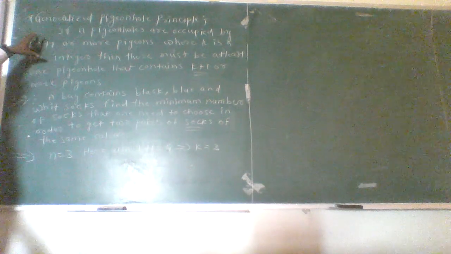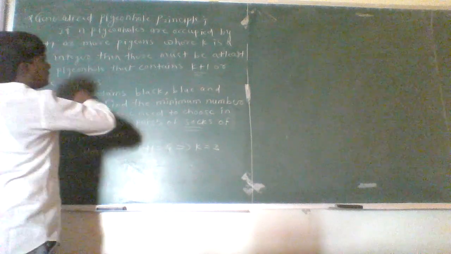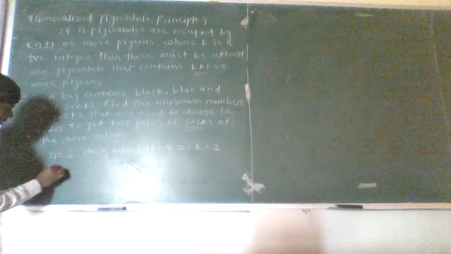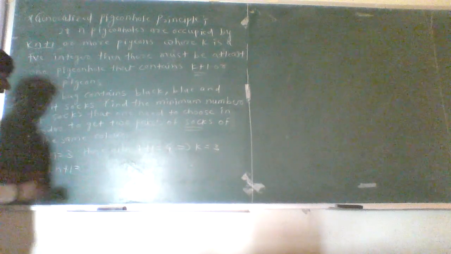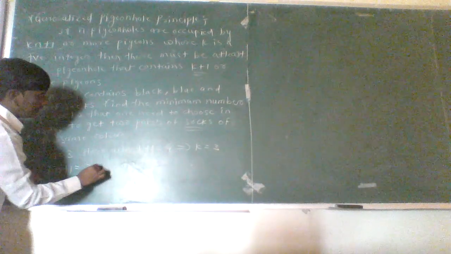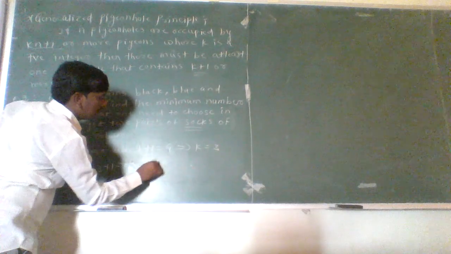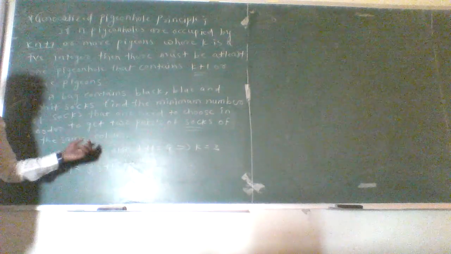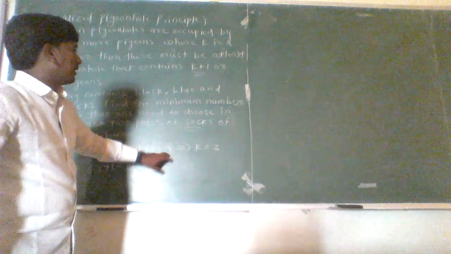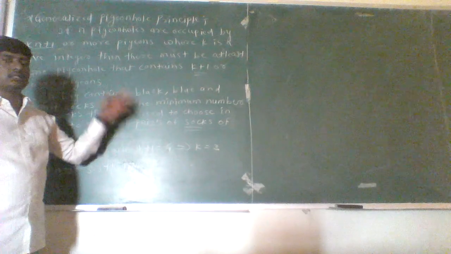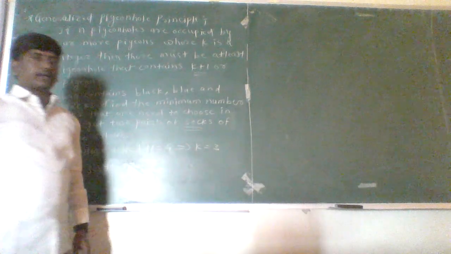Therefore, now we have to find out kn plus 1. So kn plus 1 is equal to, k is 3 and n is also 3. So 3 into 3 plus 1, which is 9 plus 1, 10. So here a minimum of 10 socks are required to get two pairs of socks of the same color. So the minimum number of socks required is 10. Okay.